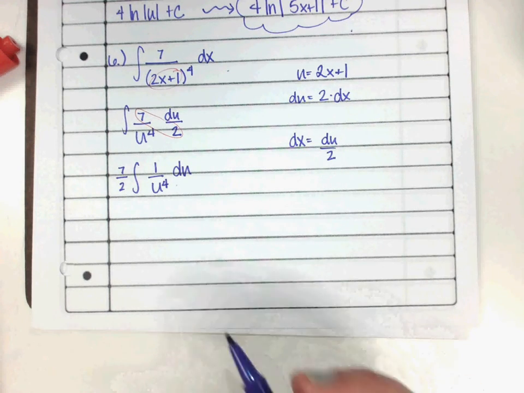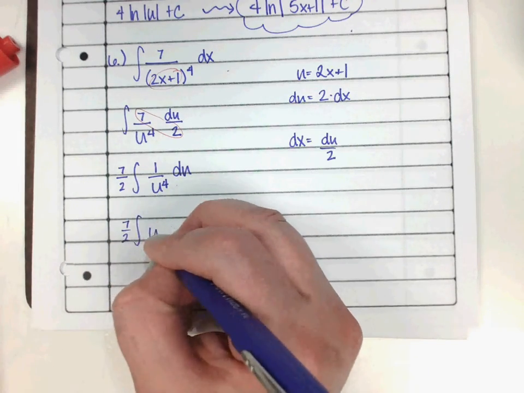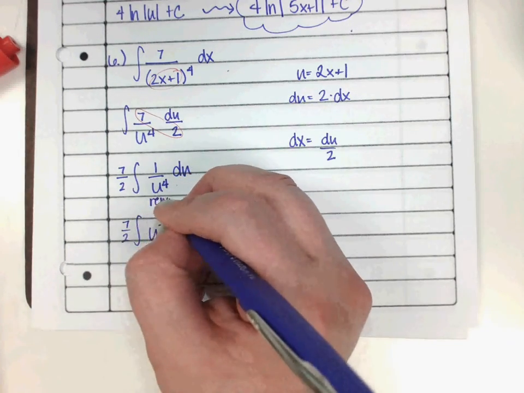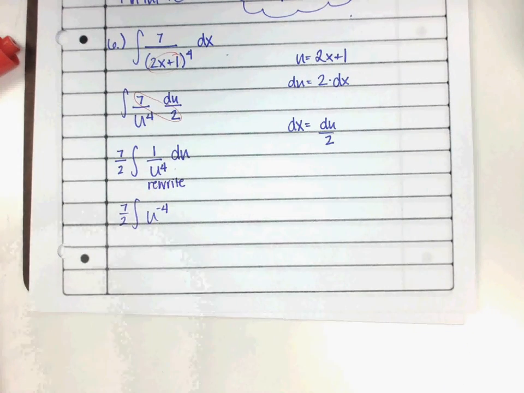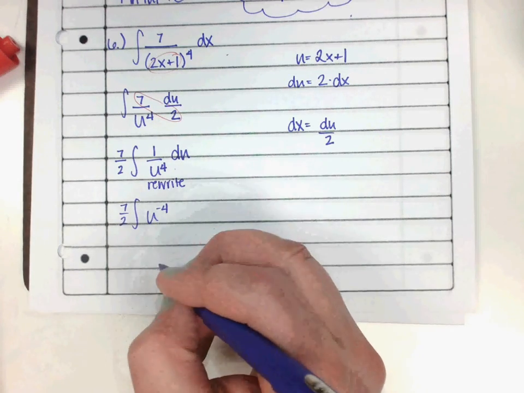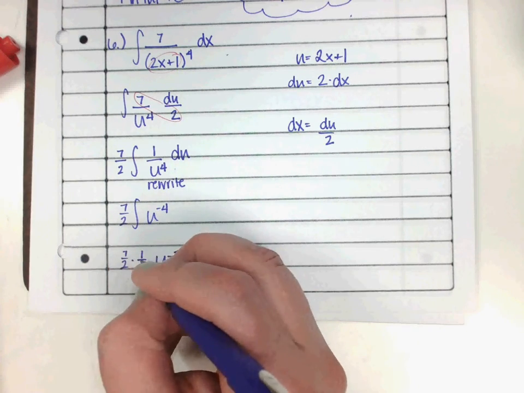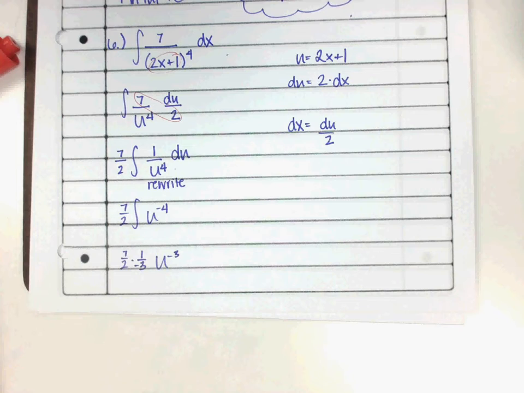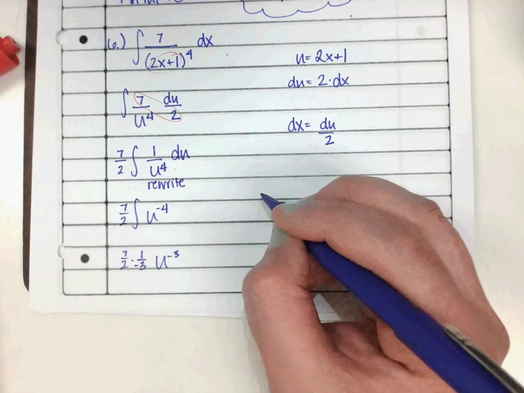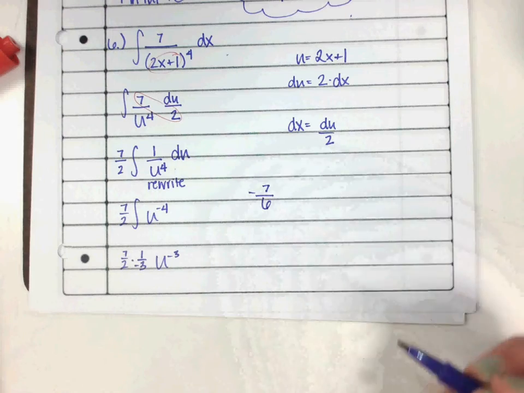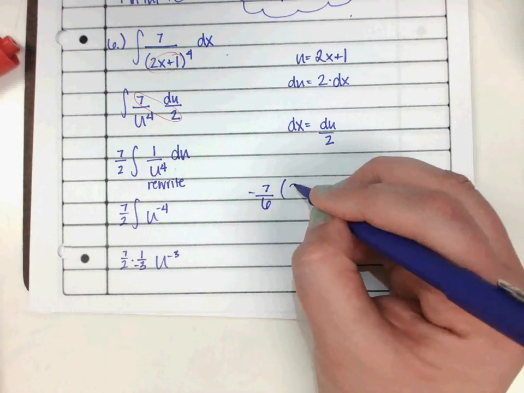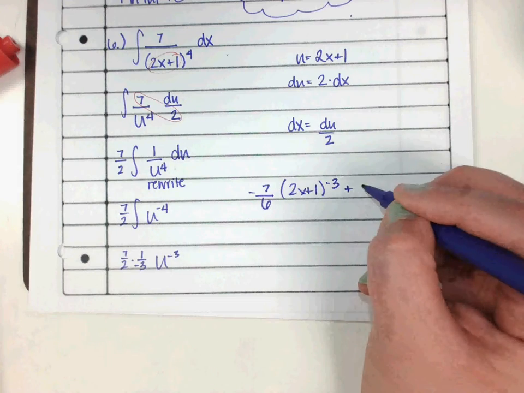Negative 4. Remember, it's a rewrite. This is really integral u to the minus 4. You have to do a rewrite. The only ln is 1 over u. Not 1 over u squared, 1 over u cubed, 1 over u to the 100th. Everything else you power roll except 1 over u. So add 1, negative 3. Then divide by negative 3. So I'd have 7 halves times 1 over negative 3. Times the tops together, that's a 7. Times the bottoms together, it's a negative 6. And then it'd be 2x plus 1 to the minus 3 plus c.